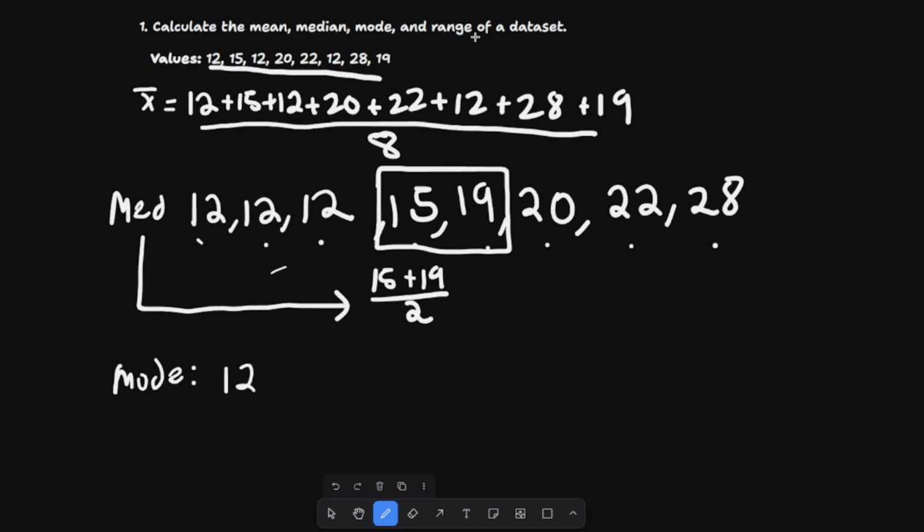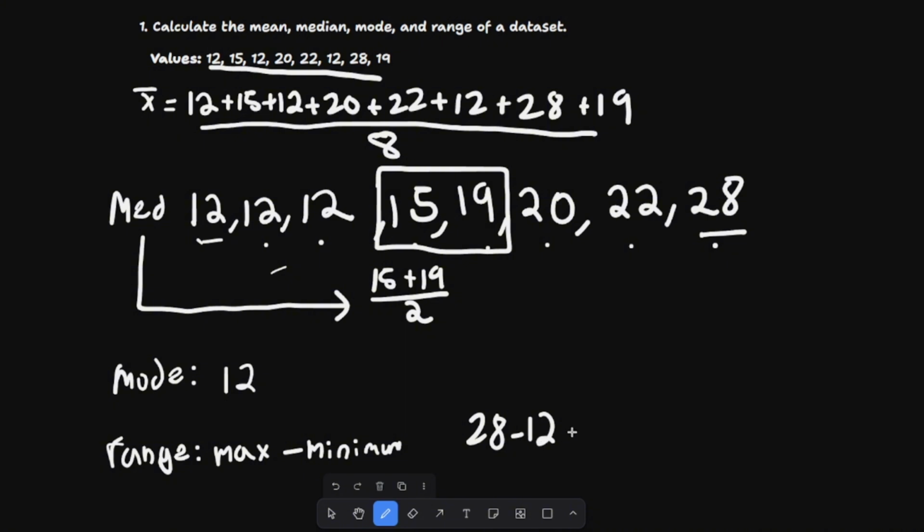And now, range of a data set. So for range, it will be the maximum value minus the minimum value. So, what is the maximum value in this data set? Once we ordered the list, we found it to be 28, and we found the minimum to be 12. So it would be 28 minus 12, which is equal to 16.